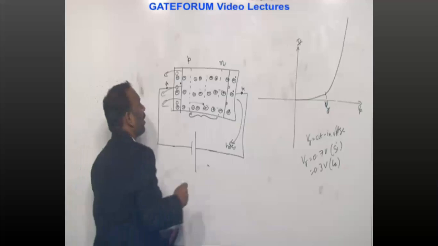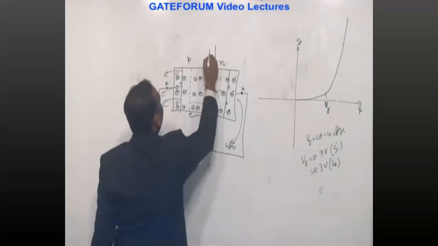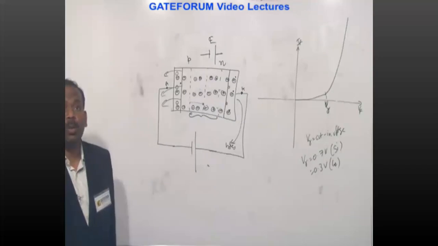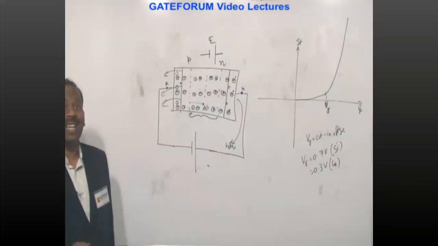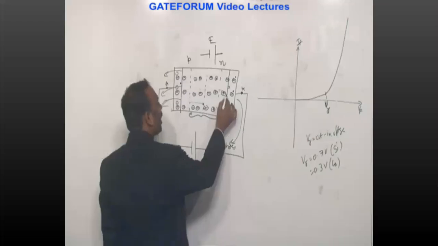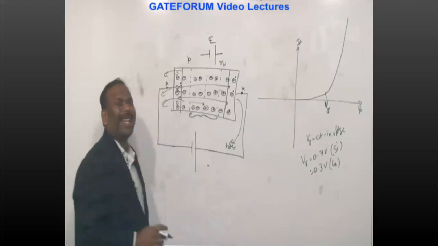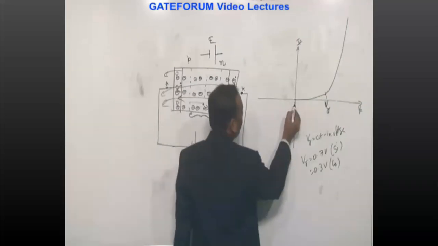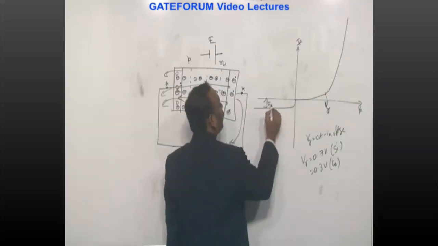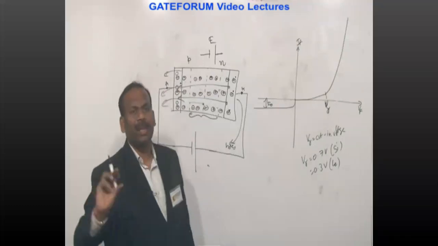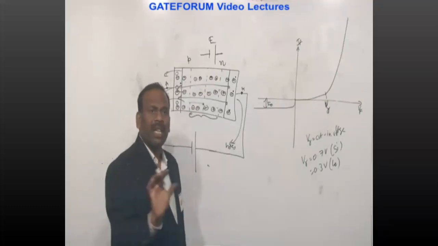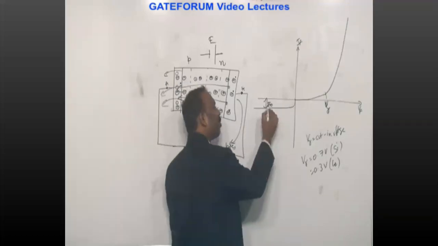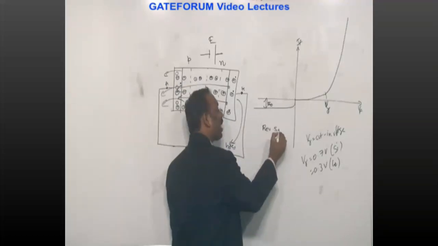But if you see here, positive charge and negative charge, internally an electric field is there. What will the internal electric field do? It will allow the minority charge carriers. Minority charge carriers are less in number, and it's constant, a less number of charge carriers and equal number, so current will remain constant. So under reverse bias condition, current is very, very small and it is called the reverse saturation current.